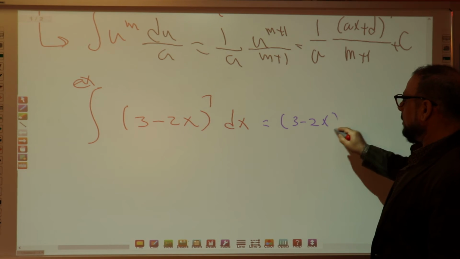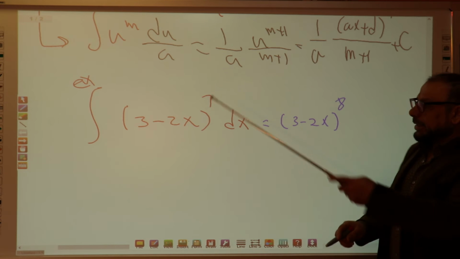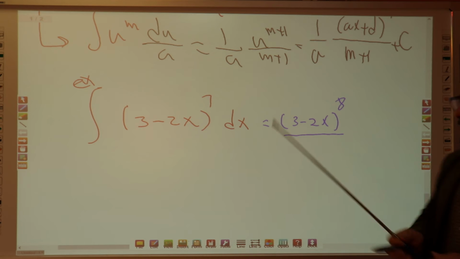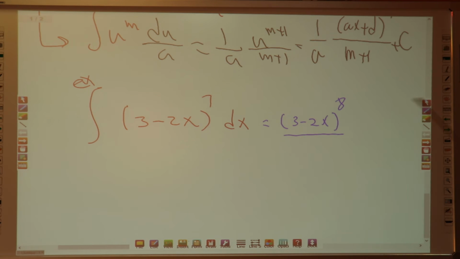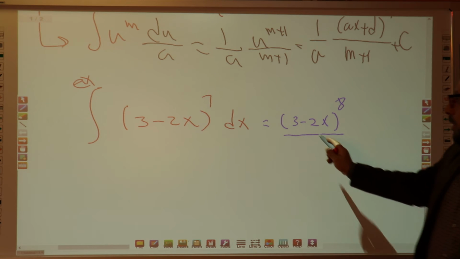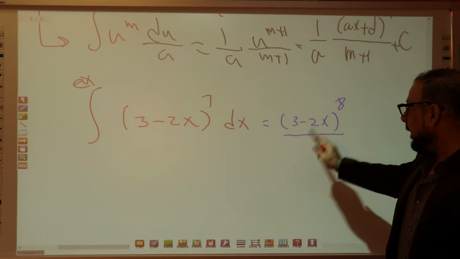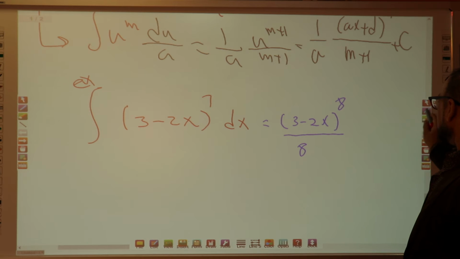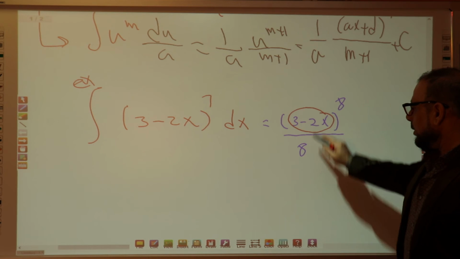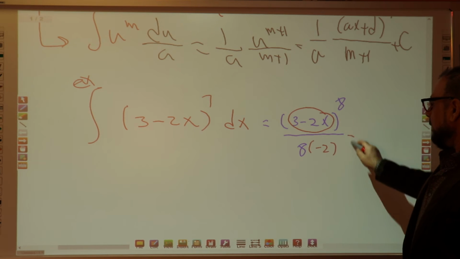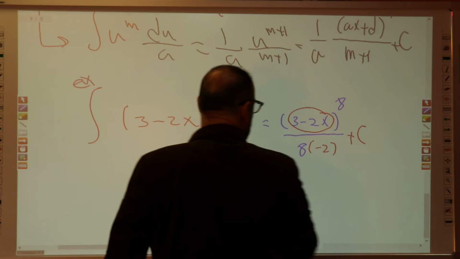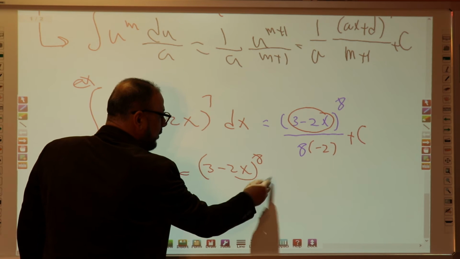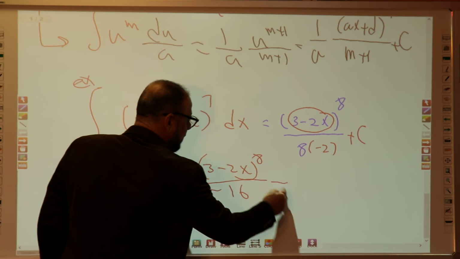3 minus 2x to the 8. Why 8? You add 7 plus 1, right? Over 8, no, you have to do 2 steps, I'm sorry. 8, and the derivative of the inside is negative 2, plus C. Good? Which is (3 minus 2x) to the 8 over negative 16, plus C.